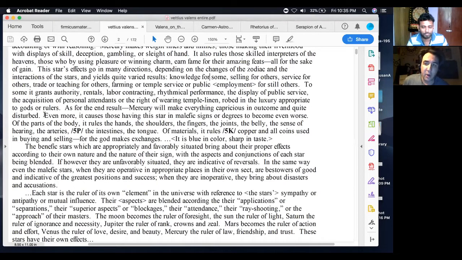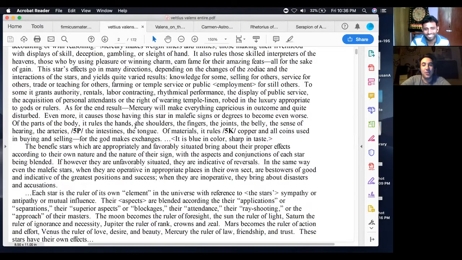And why is that? Again, part of it is because he's so quick. He is the quickest planet besides the moon. Being so quick, he's very changeable and that sort of thing. But he's never very far from the sun. And that's an important factor we'll talk about when we talk more about combustion, dignities and things like that. Even more, it causes those having this star in malefic signs or degrees to become even worse. So unfortunately, with Mercury, it's like the mind screwing things up. As for the end result, he'll make everything capricious in outcome and quite disturbed. So oftentimes Mercury is meddling in places he shouldn't be, curiosity killing the cat.